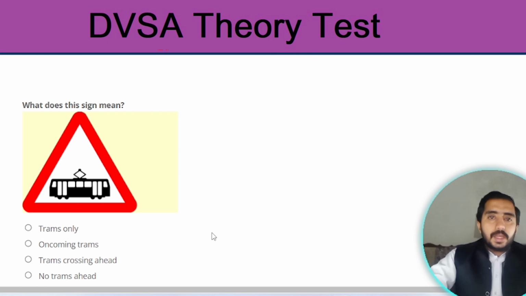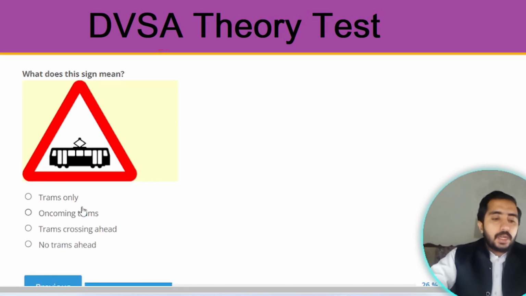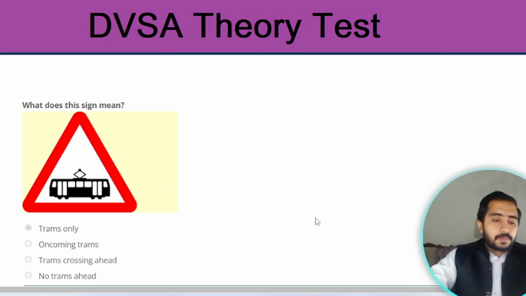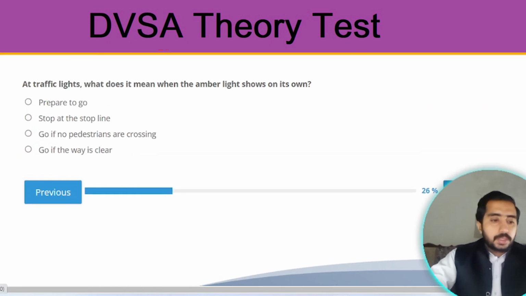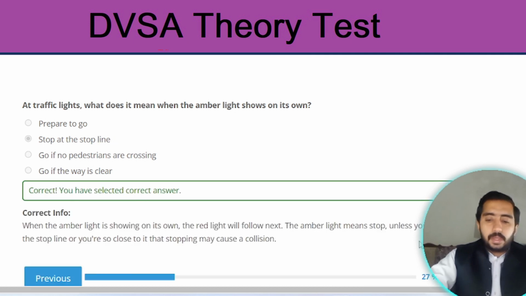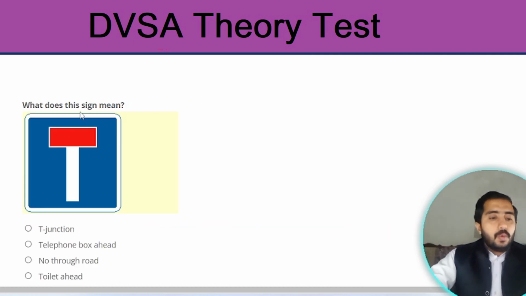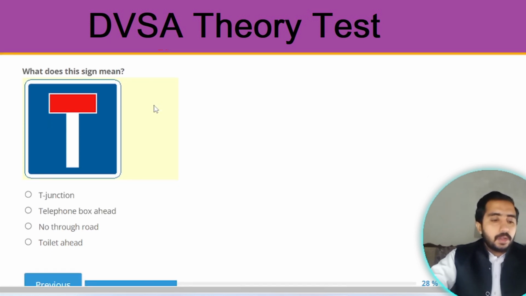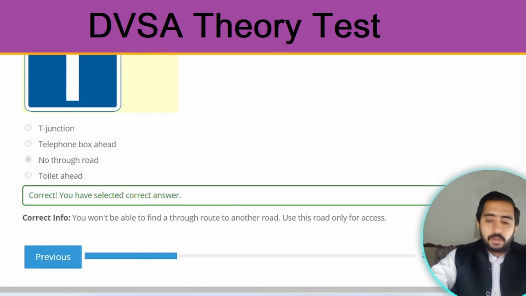What does this sign mean? This sign means trams only. Next, at a traffic light, what does it mean when the amber light is shown on its own? It is represented by stop at the stop line. Option B. Next one, what does this T sign mean? This T sign means no through road. Option C is the correct one.